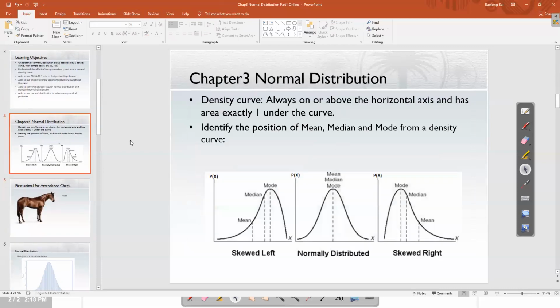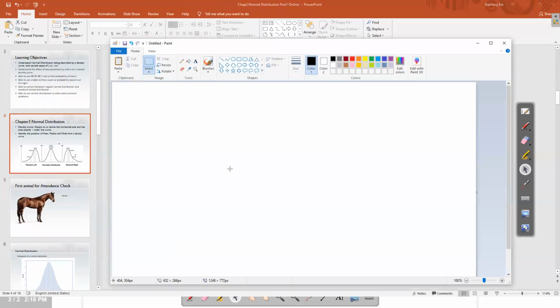Right, so let's start with normal distribution. Normal distribution is a continuous distribution. So we use a density curve to describe the distribution. And if you recall, the density curve has two axes. X is the variable of interest, and Y is probability related, right? And the normal distribution is going to be a symmetric bell-shaped density curve.